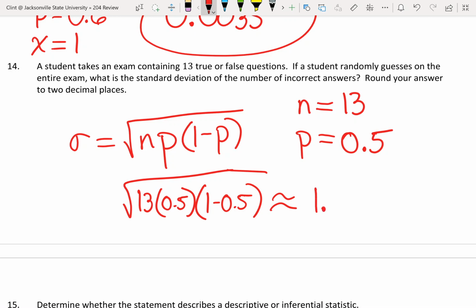There I get 1.80. Somebody else check it. Got the same thing? It's like 1.8027 something. Questions on that one?